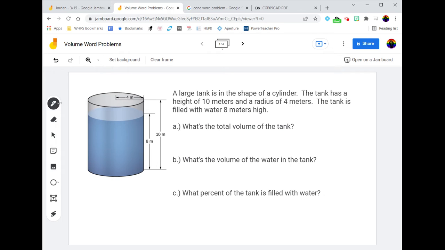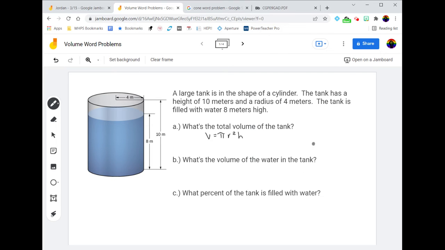All right, so let's go over a couple word problems involving cylinders, cones, and spheres. This first problem is a percent problem where we're going to find the total volume, the part that's water, and then find the percent of the tank that's filled with water. The shape of the tank is a cylinder, so the formula we'll be using is V equals pi r squared h.